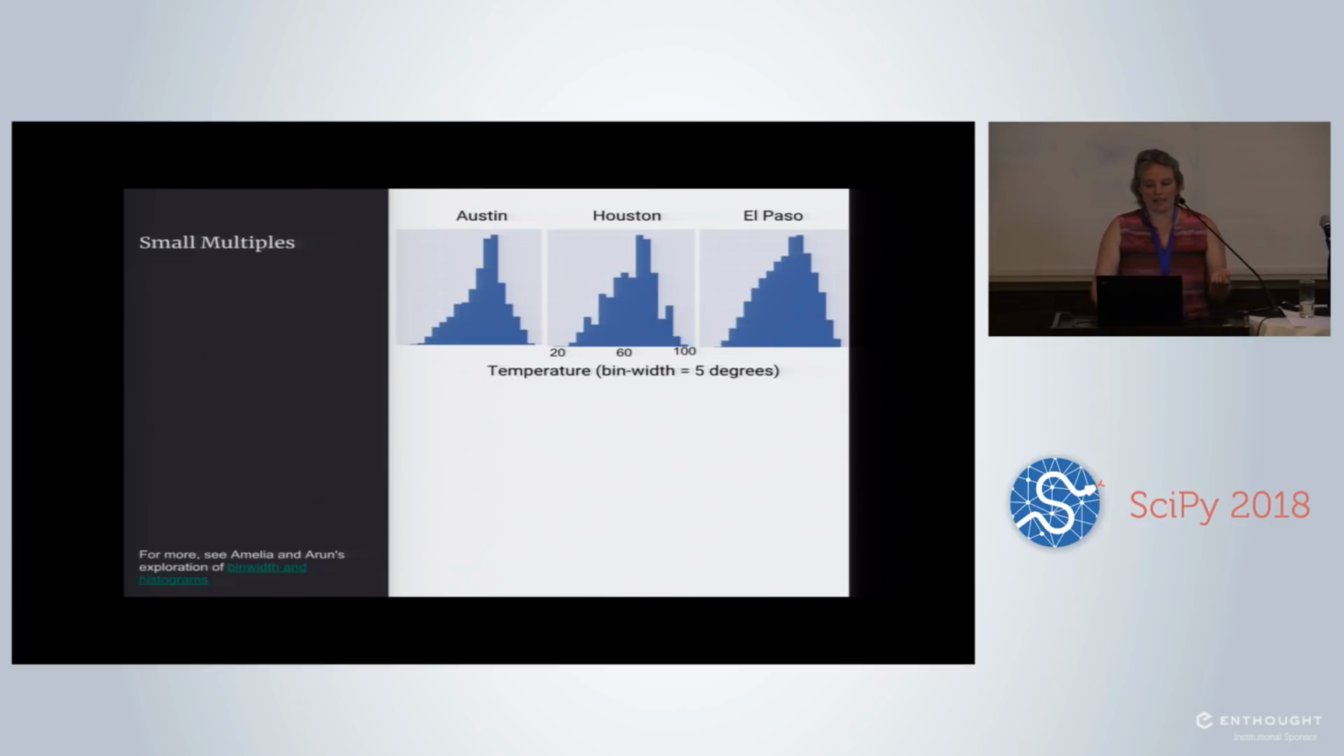We can do this with histograms instead. Here's a histogram for Austin, Houston, and El Paso. So small multiples, 3 different cities that we look at the same time. We have temperature on the x-axis. We can kind of see different shapes here. Houston looks a little bit funny with those bumps.